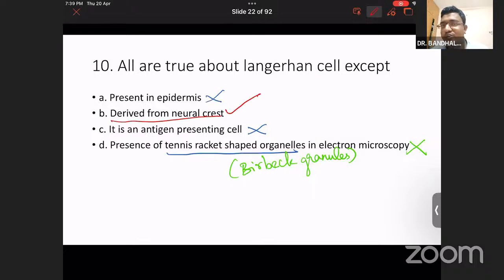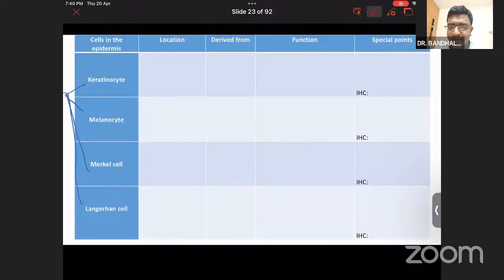Langerhans cell is an antigen presenting cell involved in the immunity, and it is characterized by a specific organelle which is known as Birbeck granules or tennis racket shaped organelles in electron microscopy. Birbeck granules. So that is also not appropriate for this question. So the answer here is it is derived from neural crest. I will tell you how to remember the derivation, so it will be easy for you. Most of you got wrong in this by selecting the option of neural crest, because it is derived from bone marrow. I will tell you.